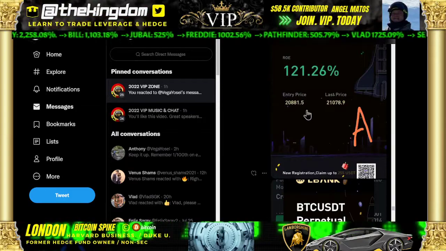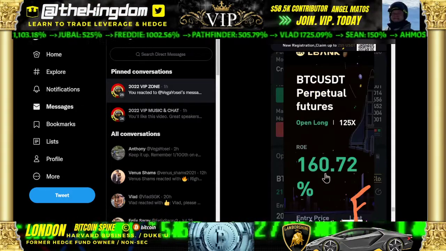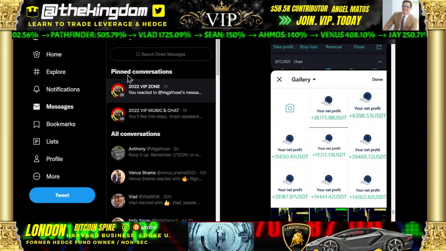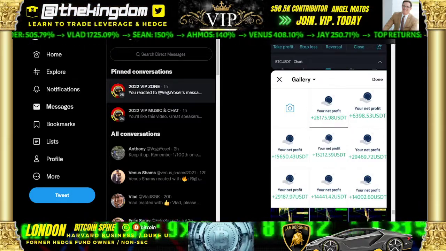Also, we have Anthony, 121%. These are VIP, 160% for Freddie. Way to trade. Guys, green all over the screen. If you're not trading with VIP, you're not trading.